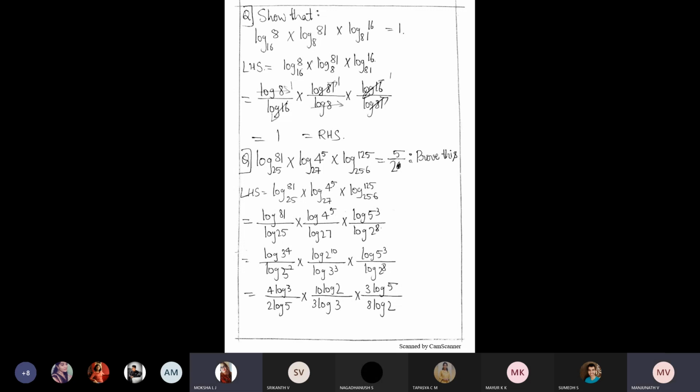Yeah, sir. Done. There is a rule that the nth root of a is equal to a to the power of 1 by n. You know this formula? Yes, sir. I know.